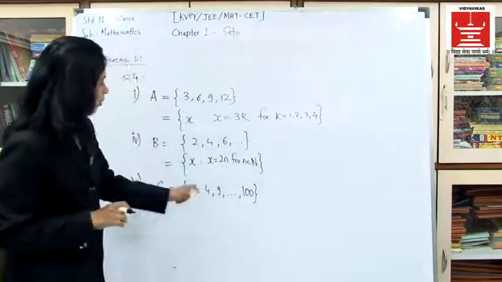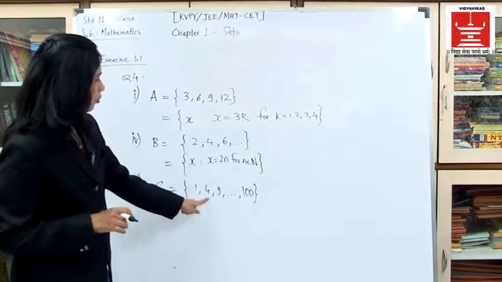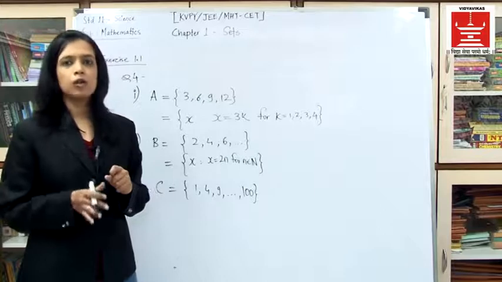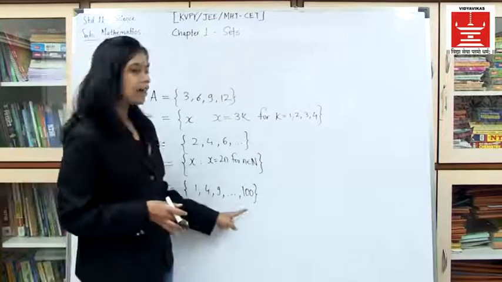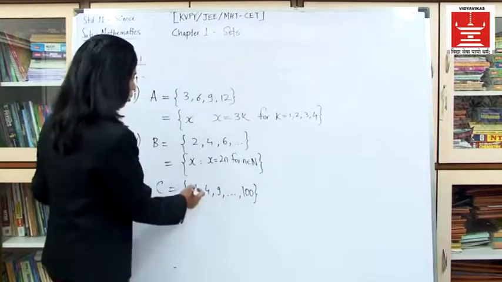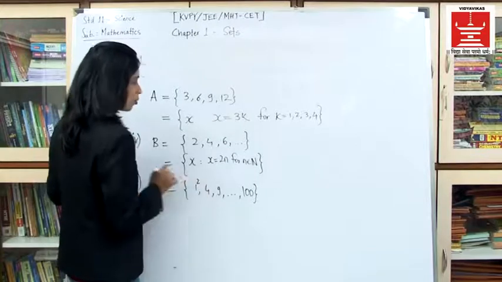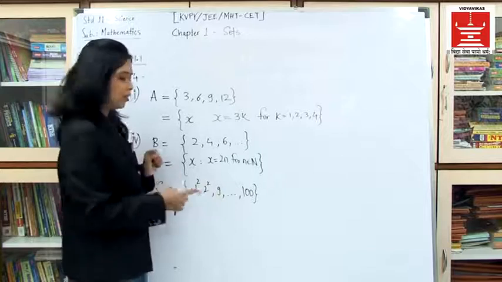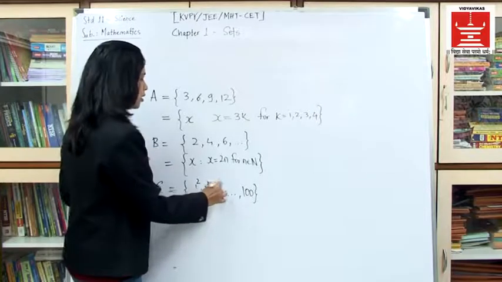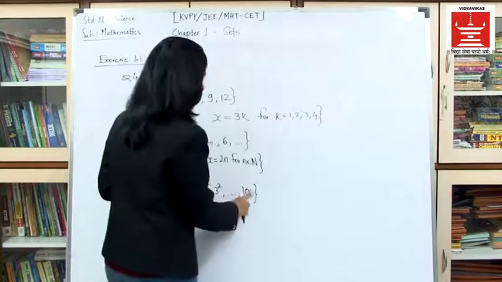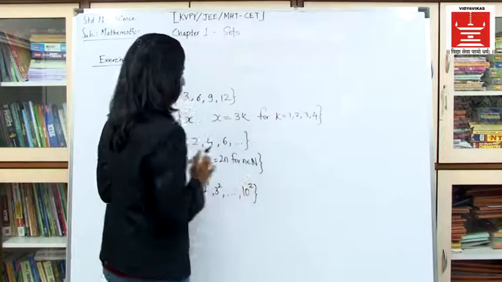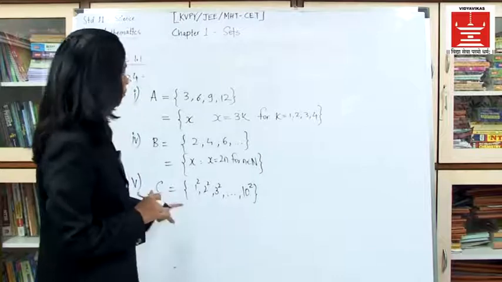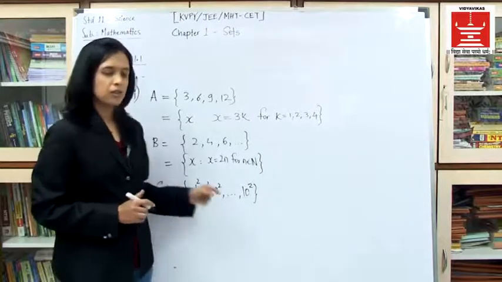Now what is the pattern? It is 1, 4, 9, this is 100. These are nothing but squares of the first 10 natural numbers. 1 can be considered as 1 square, 4 is 2 square, 9 is 3 square, 100 is 10 square. So the pattern is squares, in fact squares of the first 10 natural numbers.